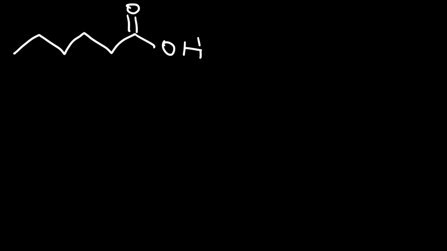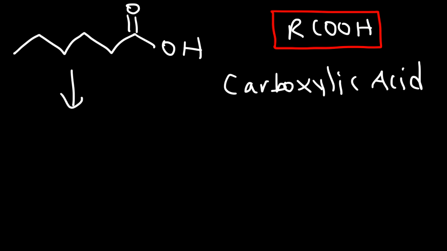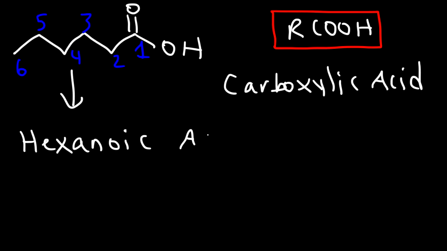So what about this one? RCOOH. What functional group do you think this represents? So this is known as a carboxylic acid. So that's another functional group you need to be familiar with. And in this example, we have a total of 6 carbons, and so this is going to be called hexanoic acid. So the suffix for carboxylic acid is oic.